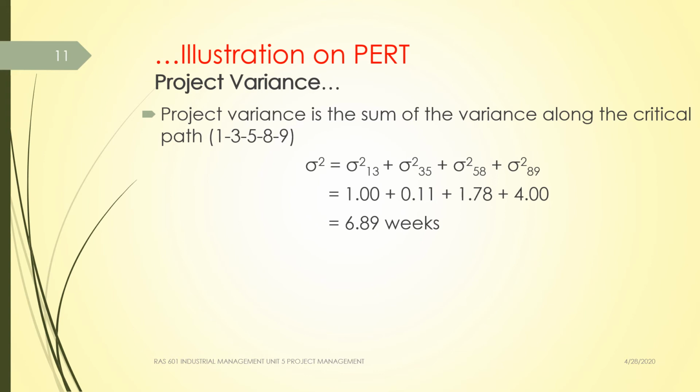By summation, the total project variance, represented as sigma square, equals 6.89 weeks. Here, my dear students, this is variance, and we don't have to calculate the standard deviation over here, so this is only the variance, 6.89 weeks. It will be taken as it is. You need not calculate the square root of this value.